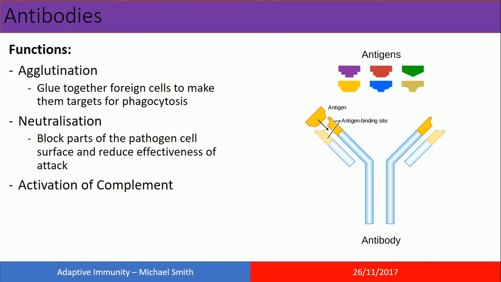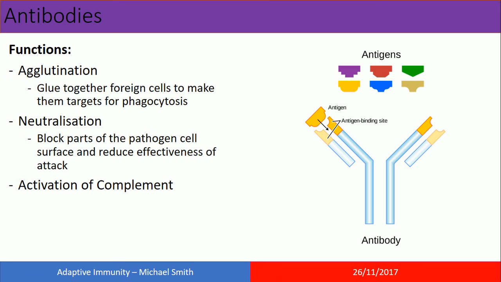Now, antibodies have a series of roles, and these are called agglutination, neutralization, and activation of complement. So agglutination is where they gather together a number of different foreign cells and mark them as targets for our phagocytosis, which we talked about in the previous video, how our phagocytes often break down cells which have been opsonized by our complement or by our antibodies. So that's how this process works.